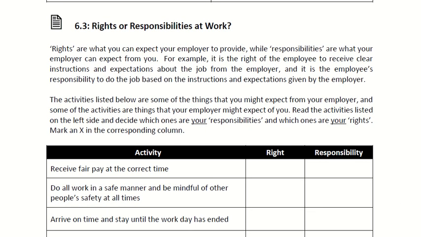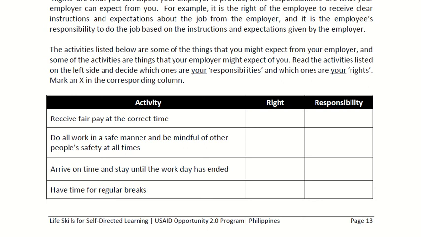So, narito ang mga statements, no? Sabihin daw natin kung ito ay karapatan natin o responsibilidad natin. So, maglagay tayo ng X. So, tignan natin ito.